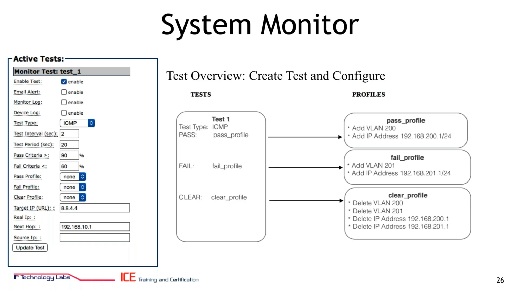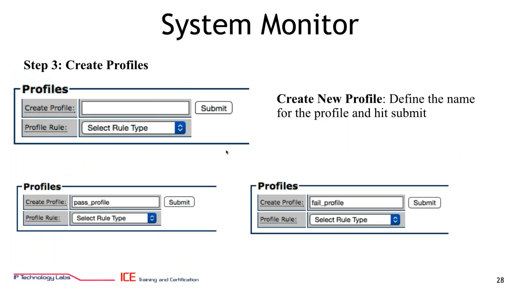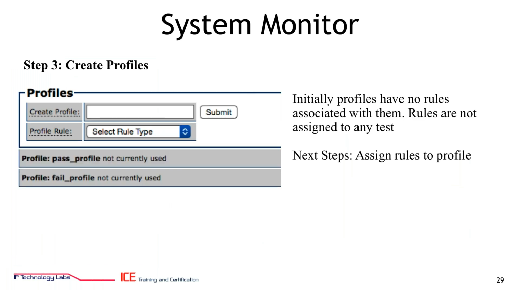So now I have a complete system. I've got a test. I've created profiles. I can create rules in my profiles. When you create your profiles, you're basically just naming them. There's a little block for create profile. You can just say pass profile, hit submit, and it creates those. So if I did that, I would have a pass profile and a fail profile. Neither one of them has been assigned yet, and there are no rules in them.